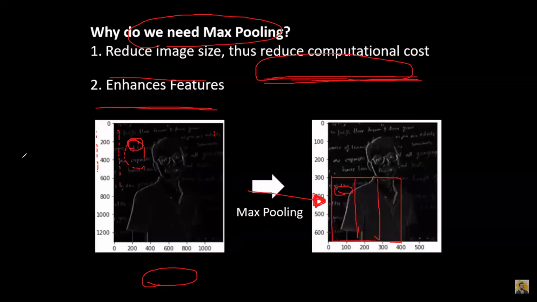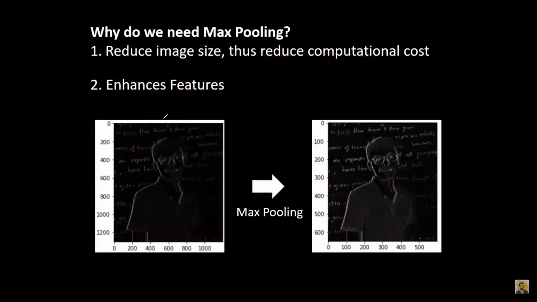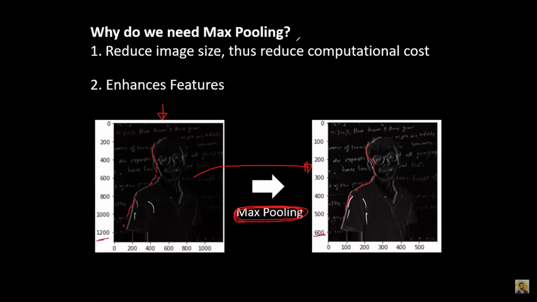If we take another example, the image on the left is the output after performing the convolution operation using a vertical edge detection filter. And this output from the convolution operation, when passed to a max pooling operation, gives us the image on the right. On the right, you can see that all the features are highly enhanced compared to the features present in the image on the left. Also, you can see that the size of the image is reduced.